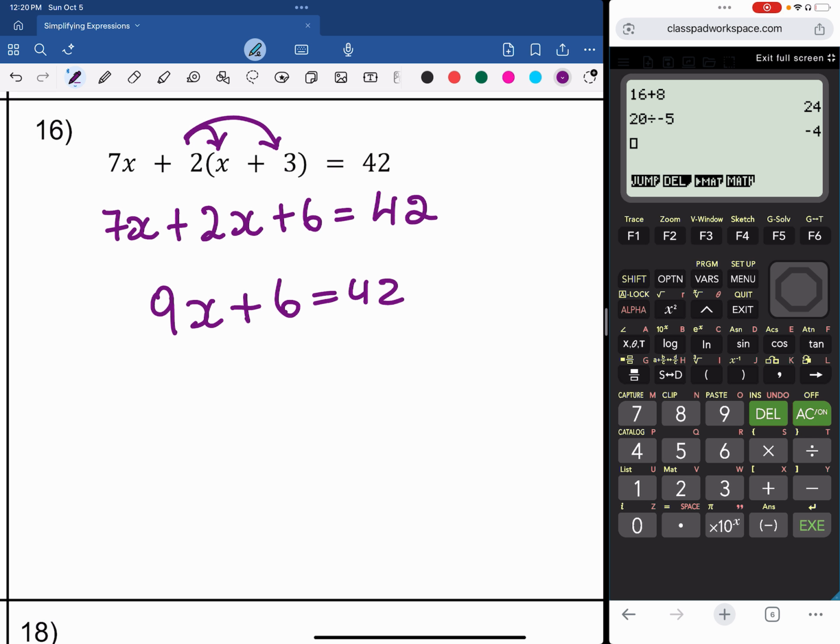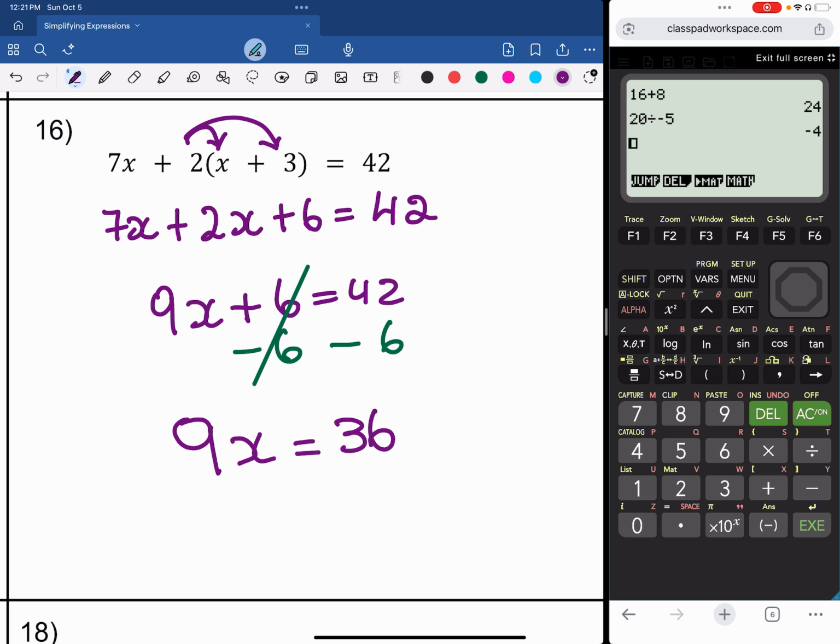Now, I need to get this 9x by itself. So I need to move 6 over to the other side. So I'm going to subtract 6 from both sides. Subtract 6, subtract 6. 6 minus 6 is going to cancel out, and we're going to be left with 9x is equal to 42 minus 6, which is just 36. And now I have 9x is equal to 36.